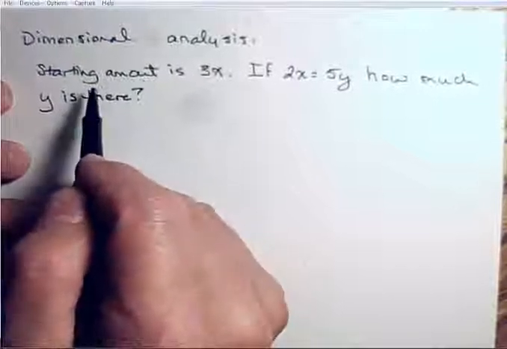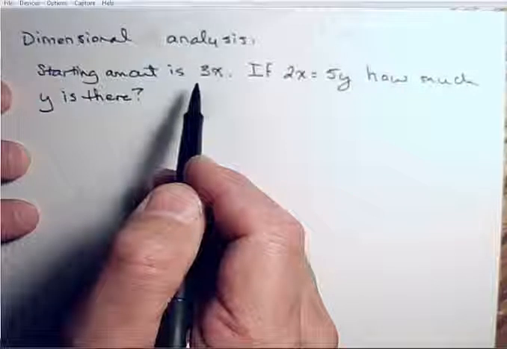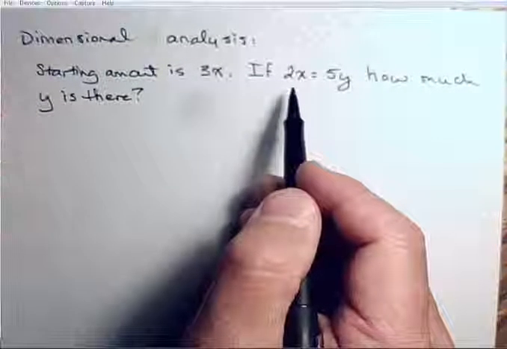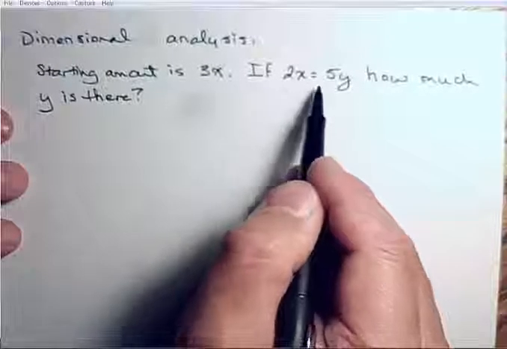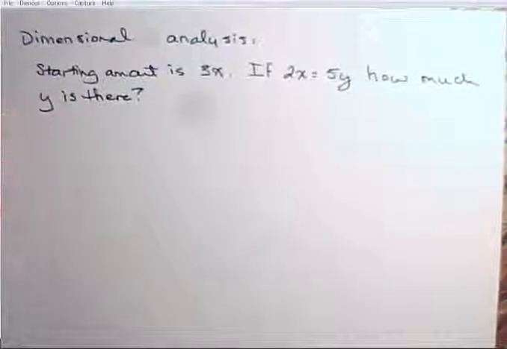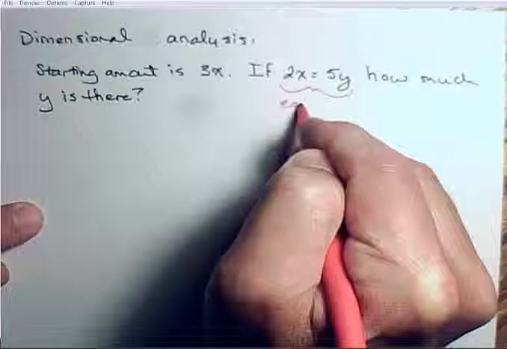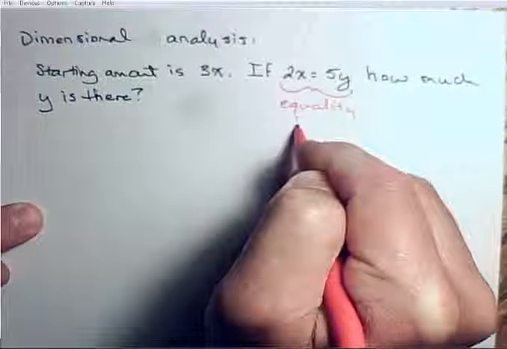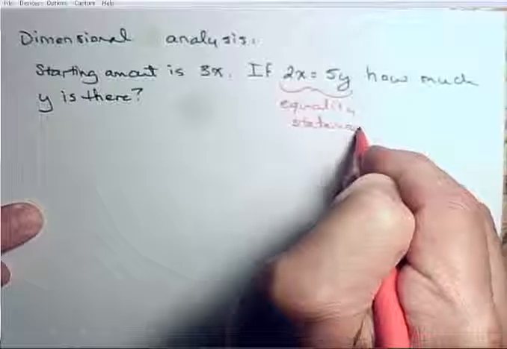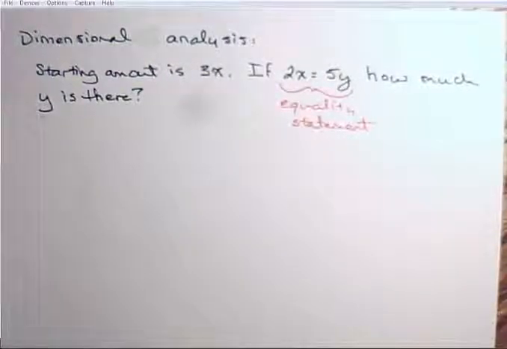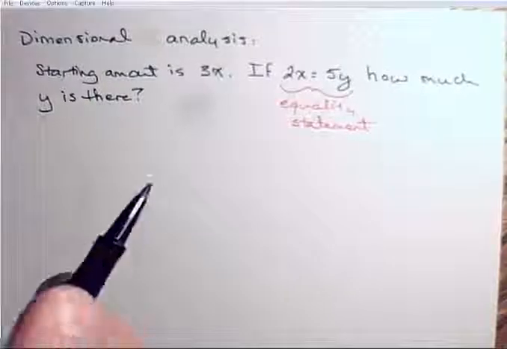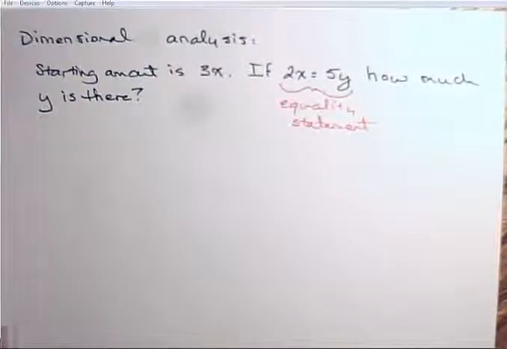So we've got a starting amount of 3x, and we have the known equality that 2x is equal to 5y, okay? And this little part right here is an equality statement. Okay, we know those two things are equal, so we call it an equality statement. And what we're trying to find out is how much y is there. If we have 3x to start with, and if 2x equals 5y, then how much y is there? Could you solve that problem?